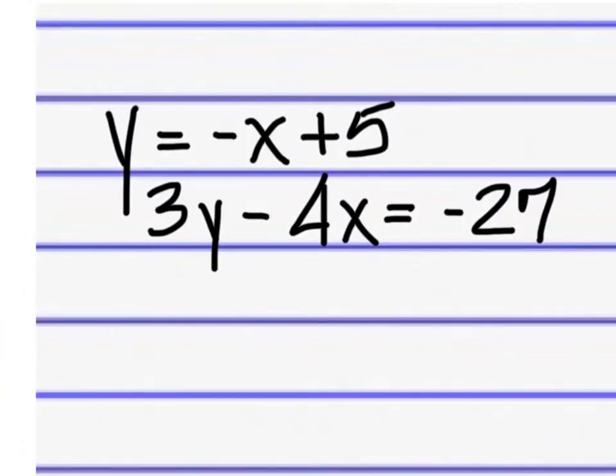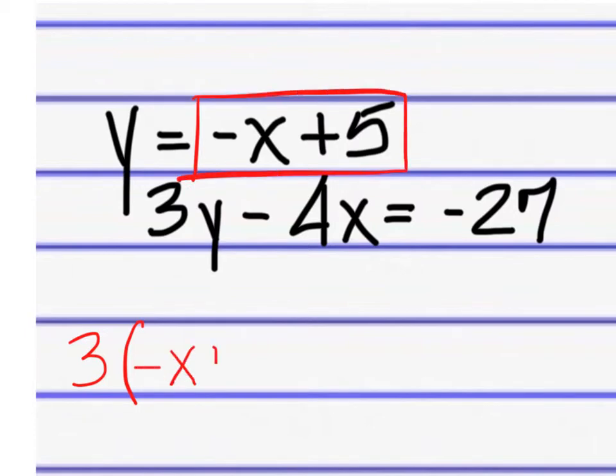Y equals negative x plus 5, and 3y minus 4x equals negative 27. Notice that you have a variable that is by itself already. It is the y. It is equal to negative x plus 5. You can substitute this expression in for y in the other equation. So if we do this, it is not 3 times y now, it is 3 times this expression, negative x plus 5. And then minus 4x equals a negative 27.